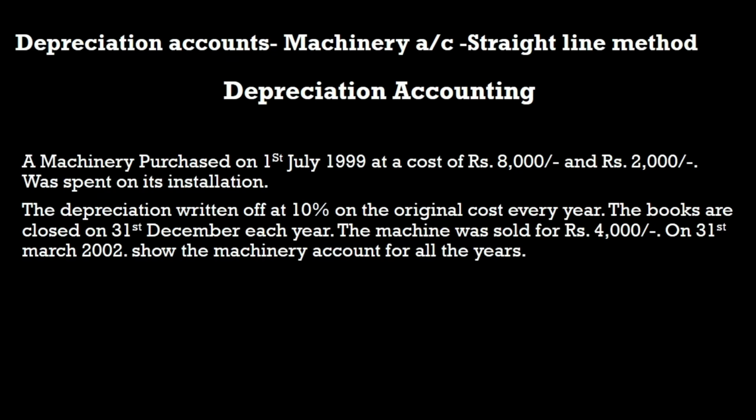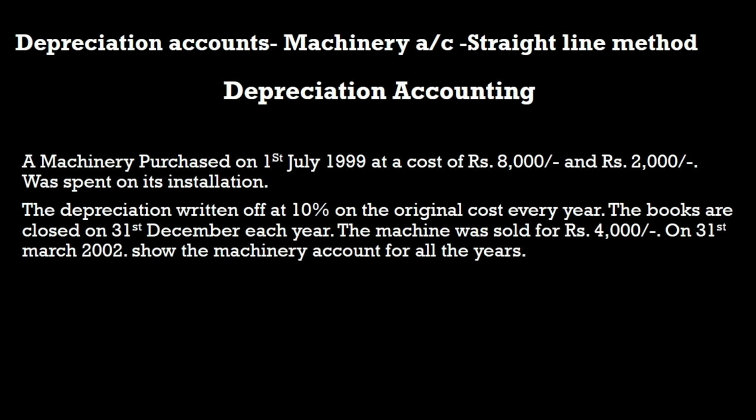For example, 8,000 is the cost of machinery and 2,000 for the first-time installation, correct? That also we have to include in the asset. Total 10,000. So every year we have to take 10,000. Okay, then the books are closed on 31st December each year. That means they purchased in July, but every year they close on the 31st. So the first year will have only 6 months, correct? The next year the full 12 months will come.